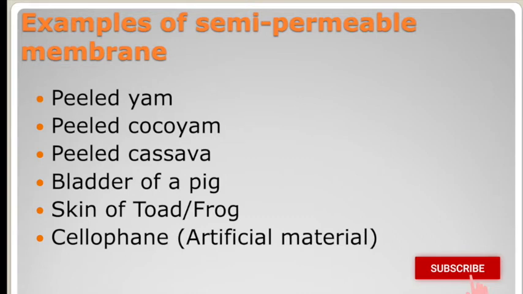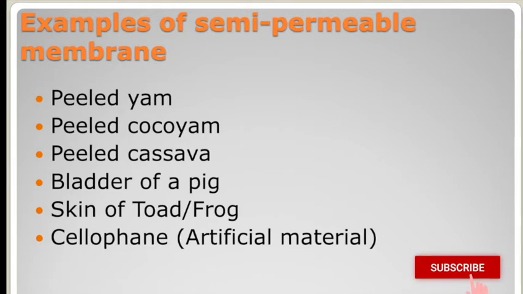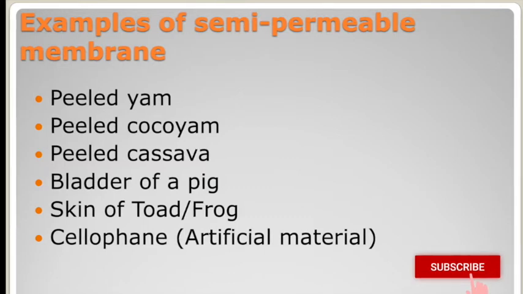For the plant tissue, we use a peeled yam, peeled cocoyam, peeled cassava, and we have many other examples that are not listed here. We need to know that these examples are fresh materials. Immediately you cook them, they cease to function as a semi-permeable membrane.